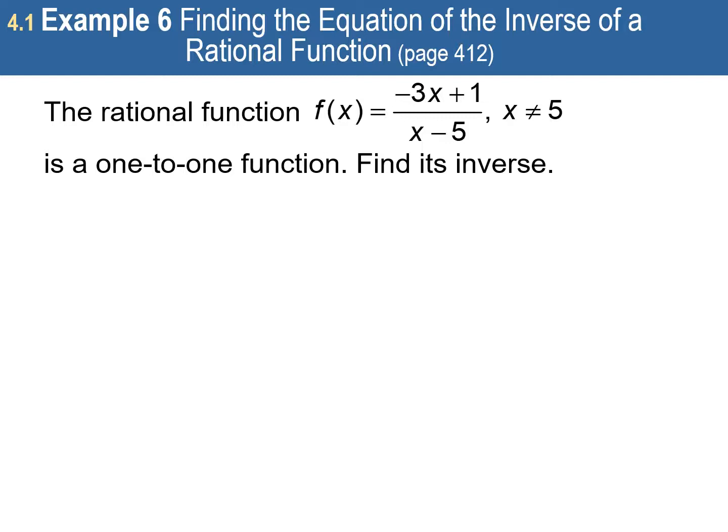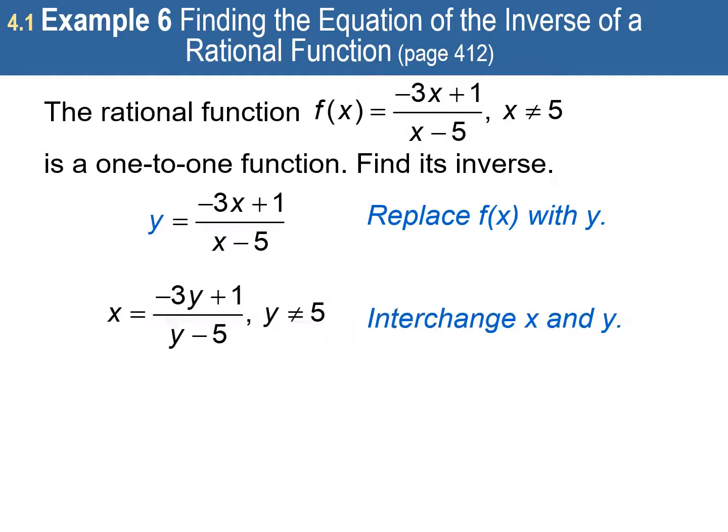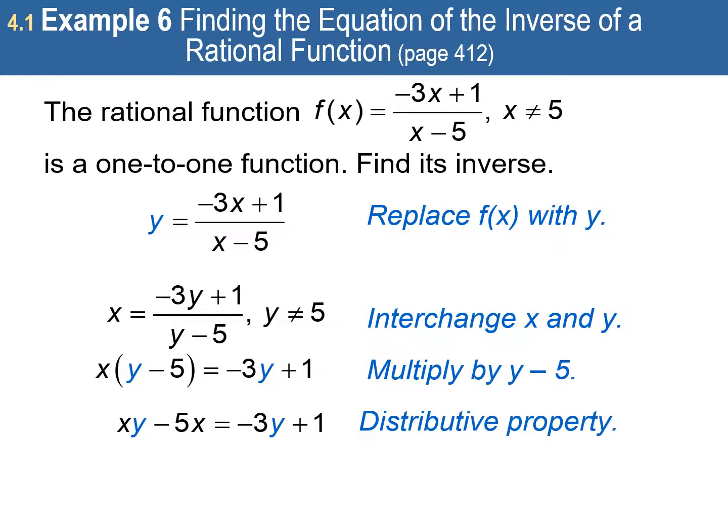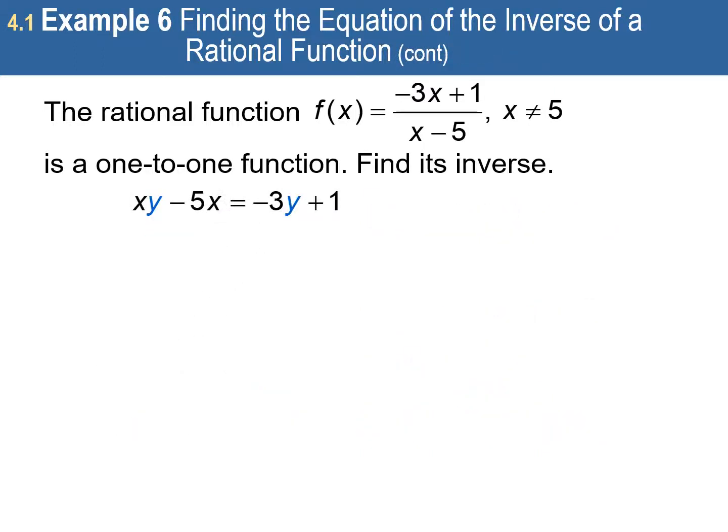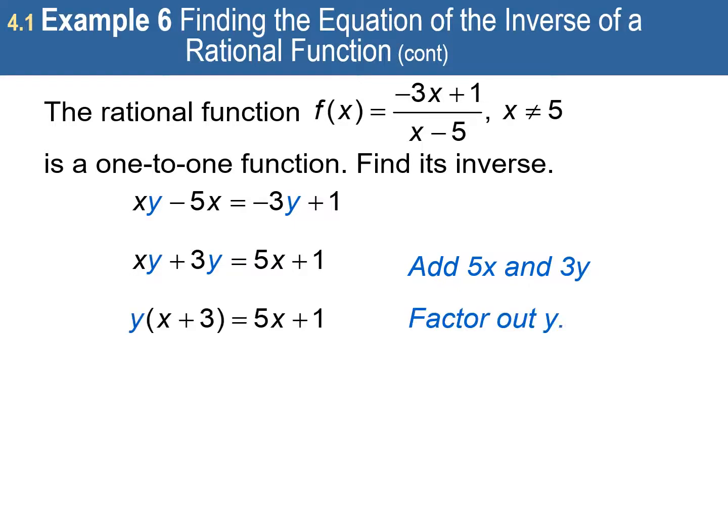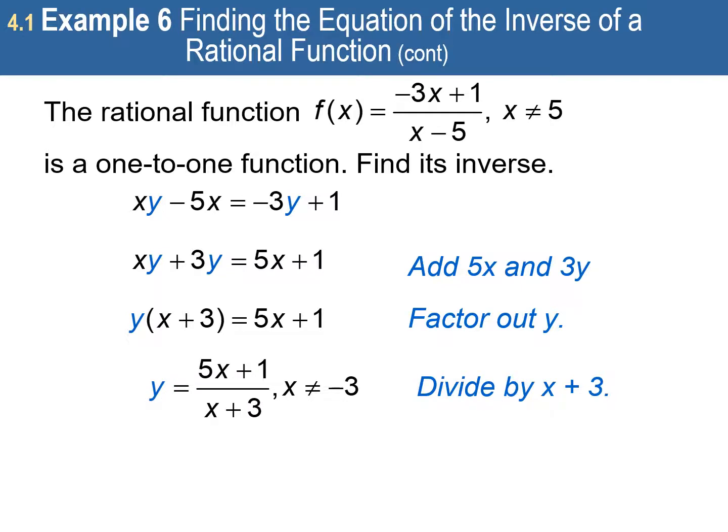The rational function f of x is negative 3x plus 1 divided by x minus 5, and it is one-to-one. Let's find its inverse. So you replace f of x with y, you switch x and y, and now we're going to solve. So you clear your fractions, you distribute, and you want to get all your y terms on one side, all your x terms on the other, factor a y out, and divide. So f inverse is 5x plus 1 divided by x plus 3.